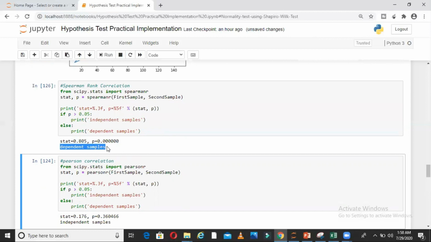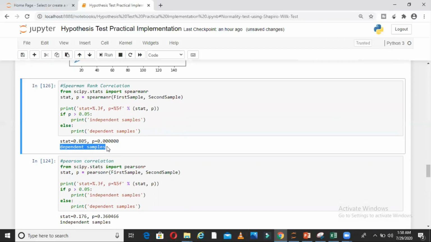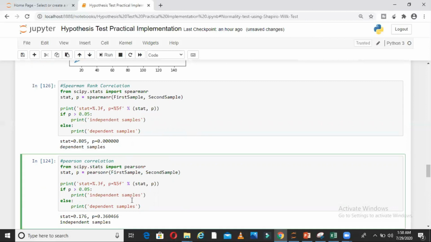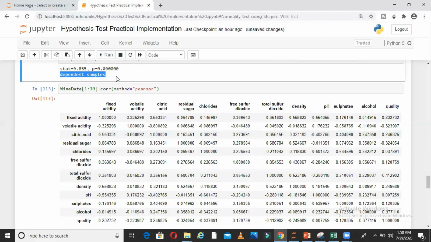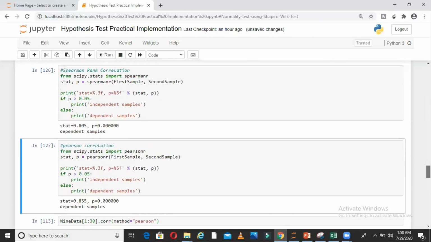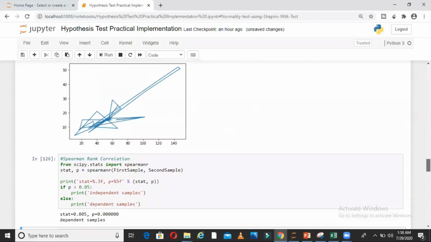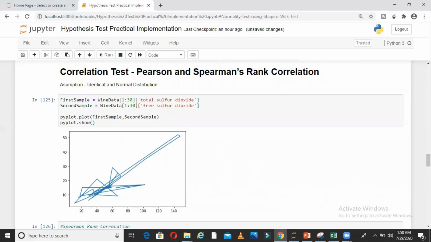Let us see here: dependent samples, right? It has changed now. And the Pearson correlation also, I expect it to change. Pearson correlation also says dependent samples. So that is how I am able to do correlation on two continuous variables using a hypothesis test.